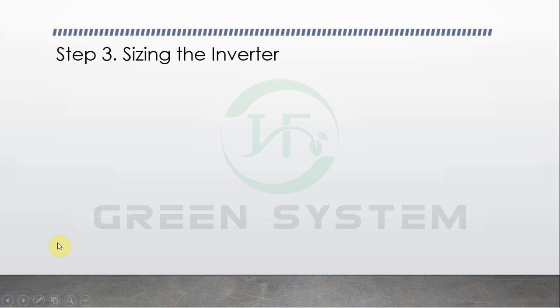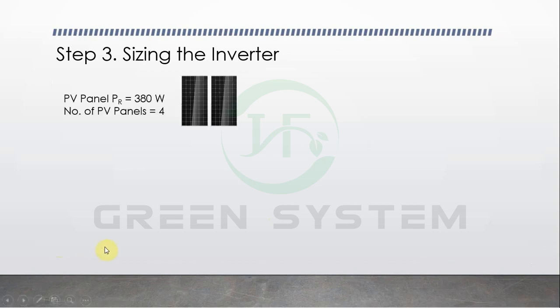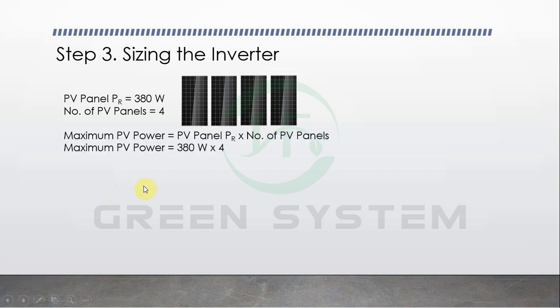Step number 3, that will be sizing the inverter. To size our hybrid inverter, we need to take the actual power output of our solar PV array. The solar panel that we'll be using has a power rating of 380 watts, and we then multiply this by the quantity which we have computed previously, which is 4. The result will be 1520 watts.